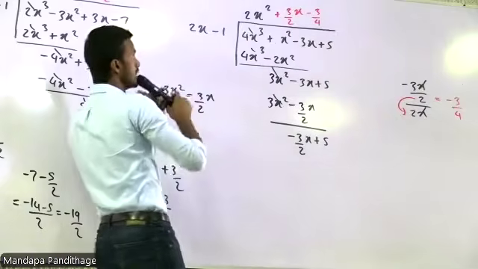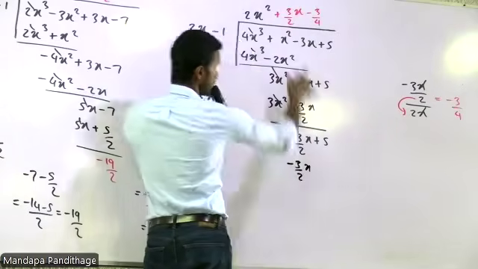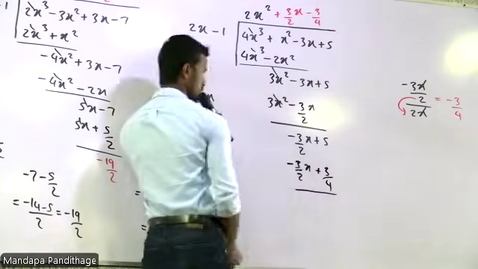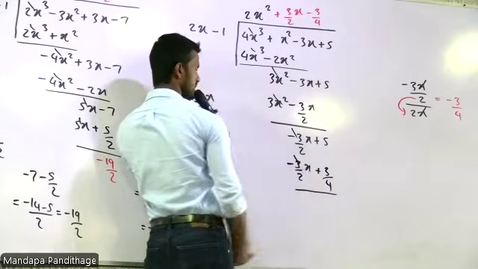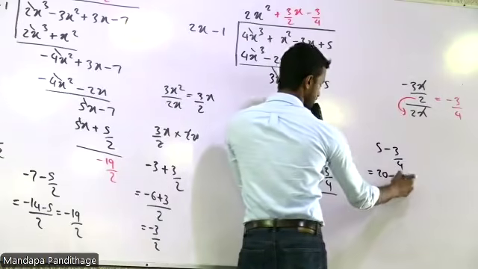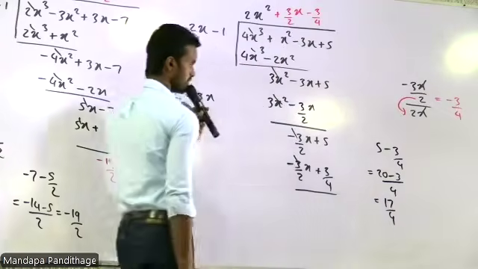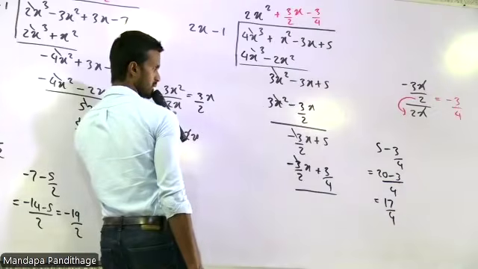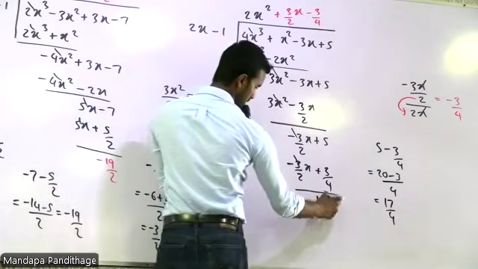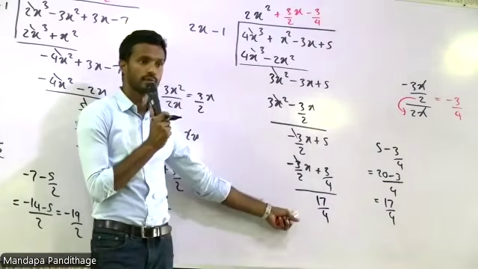So again, when you multiply, you are getting the same thing. A minus minus is plus 3 over 4. These two cancel off. 5 minus 3 over 4 is 20 minus 3 over 4, which is 17 over 4. So when you take the common denominator, it's 20 minus 3, 17 over 4, which means the remainder is 17 over 4. Okay, hands up who got this remainder, 17 over 4 proper.